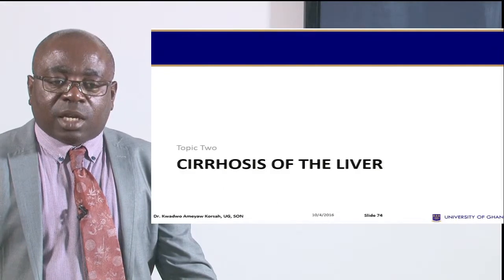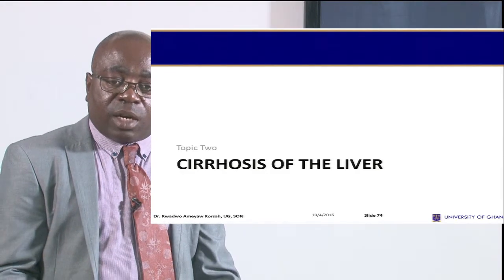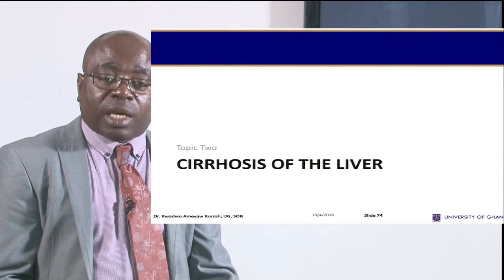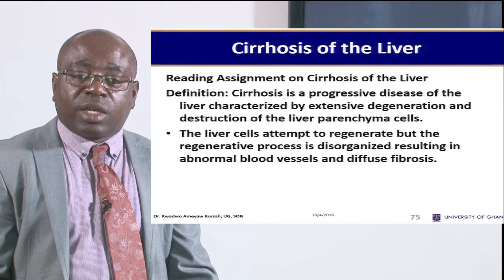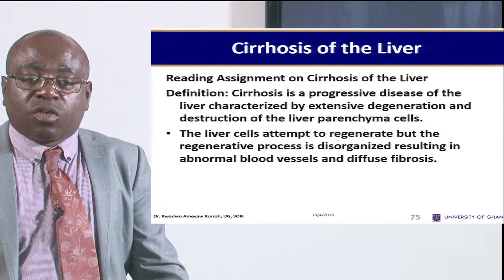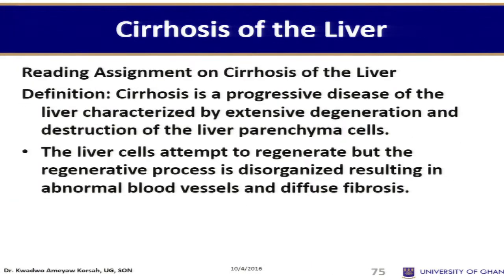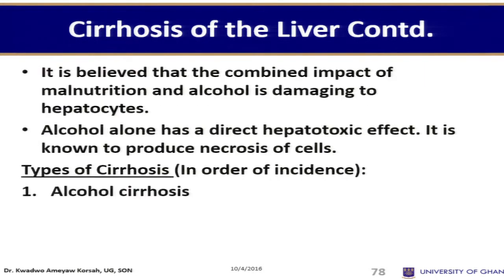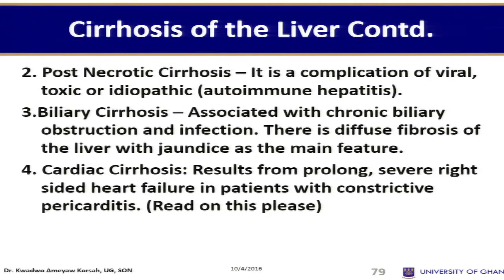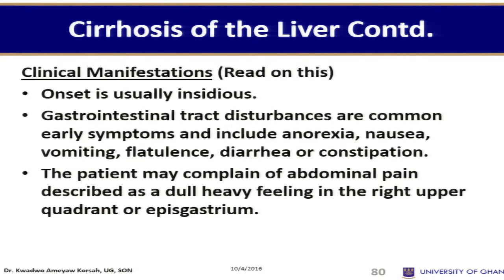Let us look at cirrhosis of the liver. Once we have done hepatitis, it's a reading assignment, and I want you to do a lot of reading on cirrhosis of the liver. I've given you the definition and the types: alcohol cirrhosis, post-necrotic cirrhosis, biliary cirrhosis, and cardiac cirrhosis, and then clinical manifestations. I have provided you with most of them here.